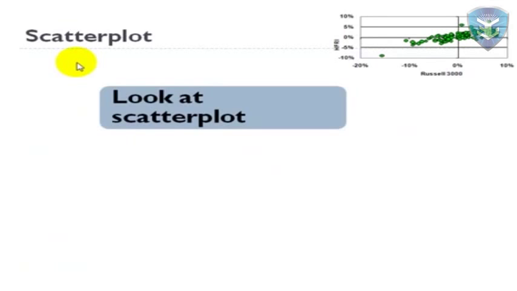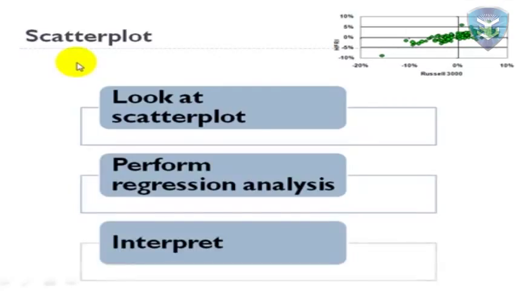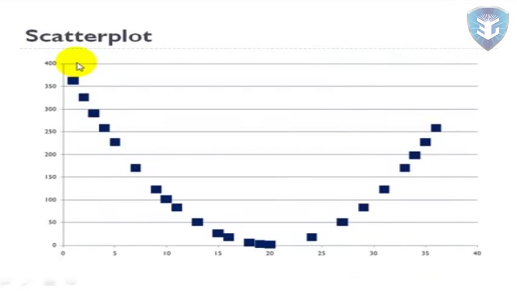First, we look at the scatter plot. Second, we perform the regression analysis, which generates estimates of population parameters. Third, we interpret that analysis. Why do we start by looking at the scatter plot? First, because there may be a relationship between our variables, but the relationship may be nonlinear.